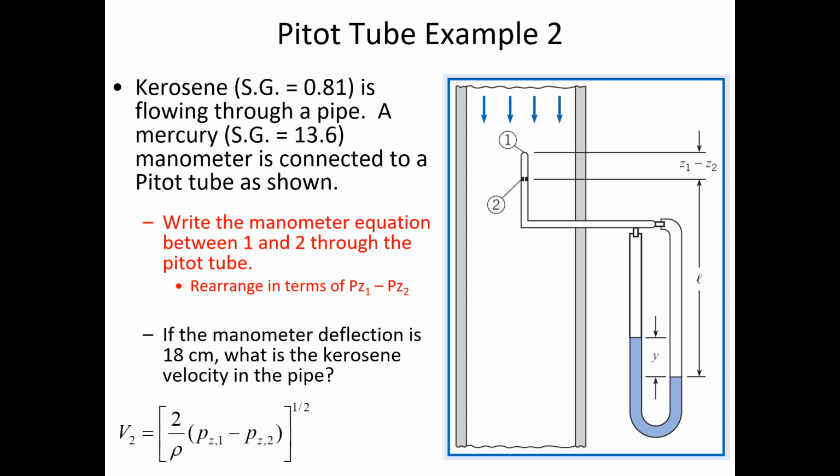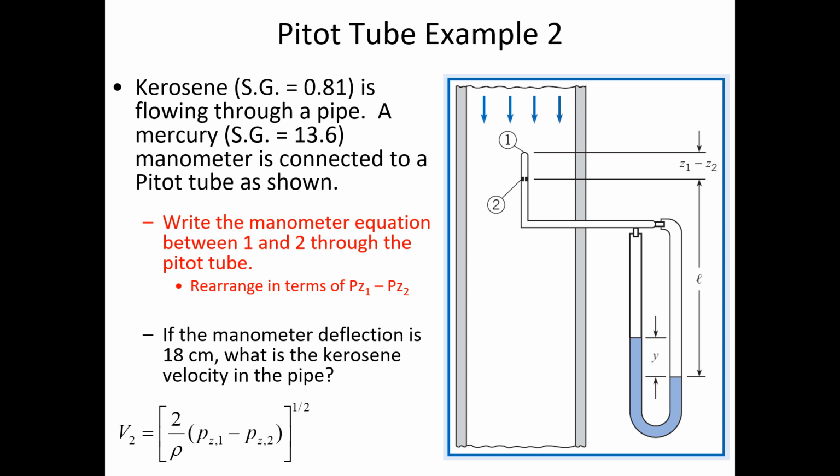Now plus, because we're still going downward, the gamma of kerosene, and the distance that we go down from 2 to this interface is L. So we're going down, the pressure is increasing. Sideways, the pressure doesn't change. Down, the pressure is increasing again. So we're up to this point, the interface on the right side of the differential manometer. It's going to be gamma of kerosene multiplied by the distance L. Now we're going to go up through the fluid.